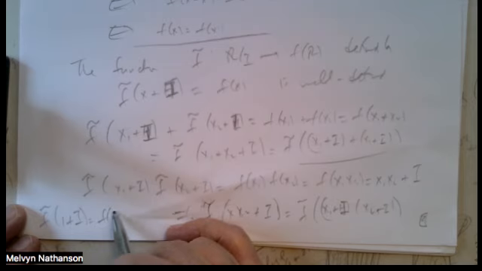And finally, F tilde of 1 plus I is F of 1, which is 1. So F tilde of 1 plus I gets mapped to the identity. That's all we needed to show. So this F tilde is a homomorphism of rings.